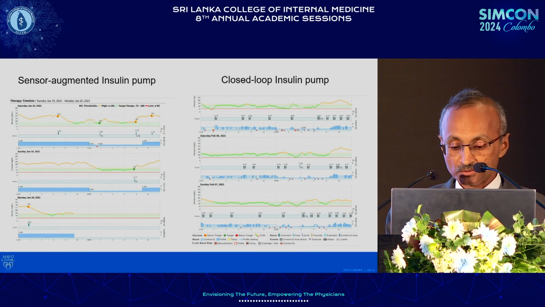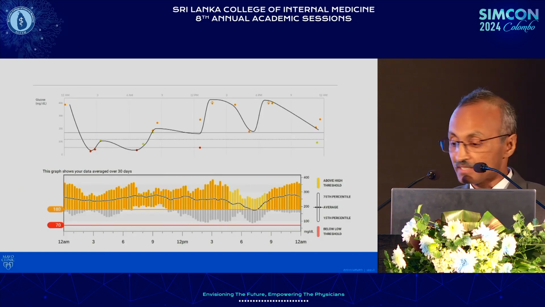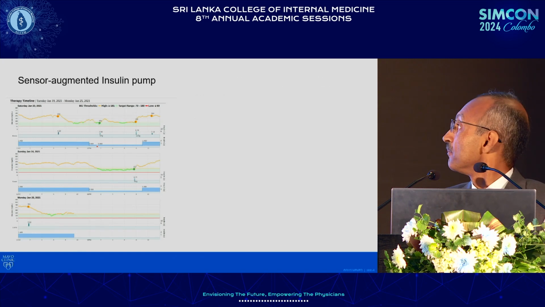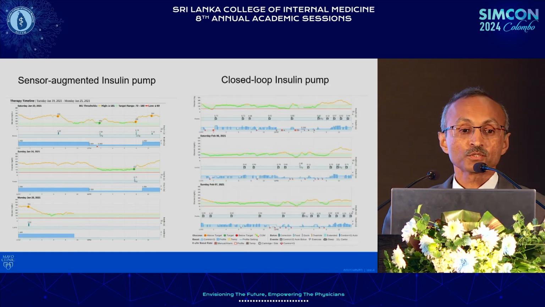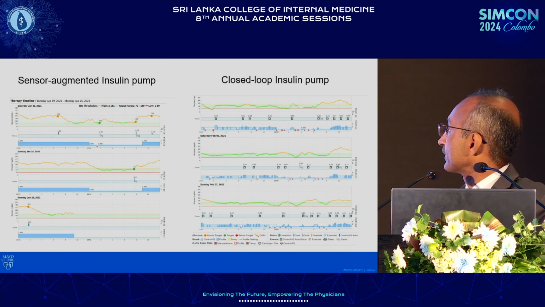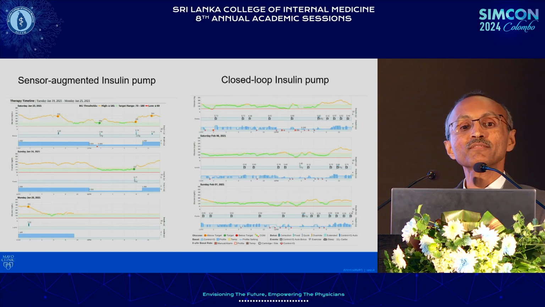So going back to what we were doing here, sugars are all over the place. With the sensor-augmented insulin pump, it's a little better. But with the hybrid insulin pump, you want everything to be in the green. Here you can see there's much more green. We're never going to be 100%, but we're doing way better. So this is by way of an introduction to the utility of closed loop insulin pump therapies.